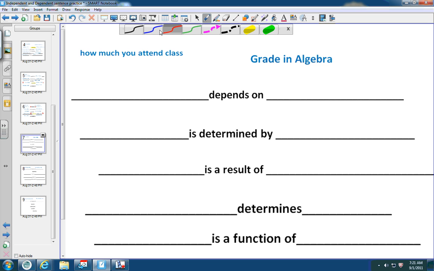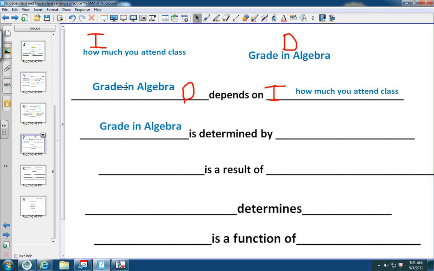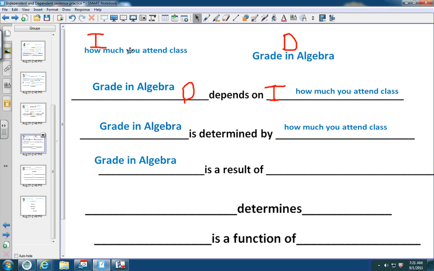Right here, how much you attend class, that's your independent. That's again your time. Your dependent is your grade in class. So remember, I've got my dependent depends on my independent. So I've got my grade in algebra depends on how much you attend class. Is determined by: your grade in algebra is determined by how much you attend class. Is a result of: grade in algebra is a result of how much you attend class.